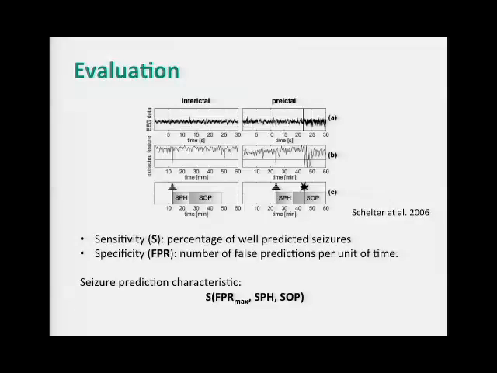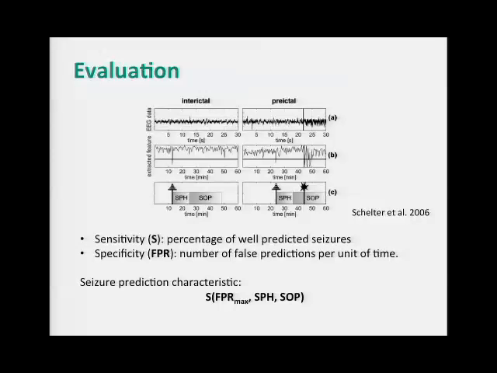Those two periods are important because they can help us to define the sensitivity of the method. That will be the number of well-predicted seizures. So if a seizure occurred in the seizure occurrence period, it will be well predicted. These periods will determine and define the sensitivity, and then the specificity. That is the ability of the method to not predict what is not a seizure.